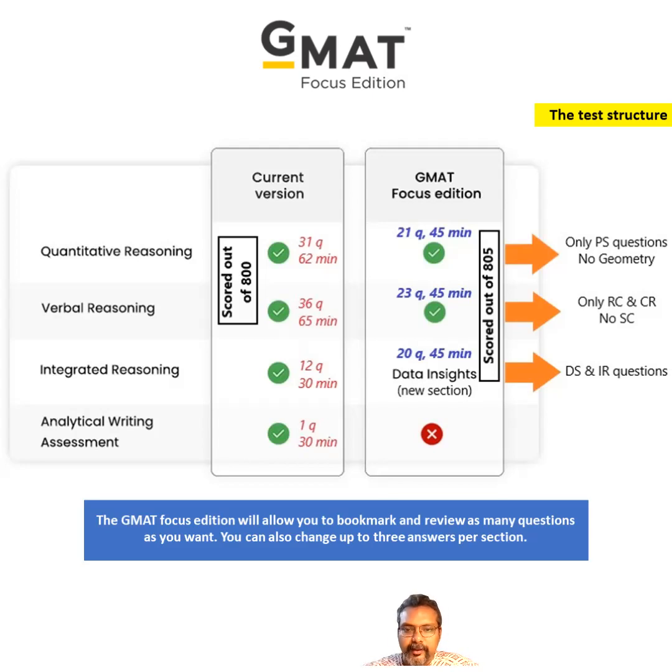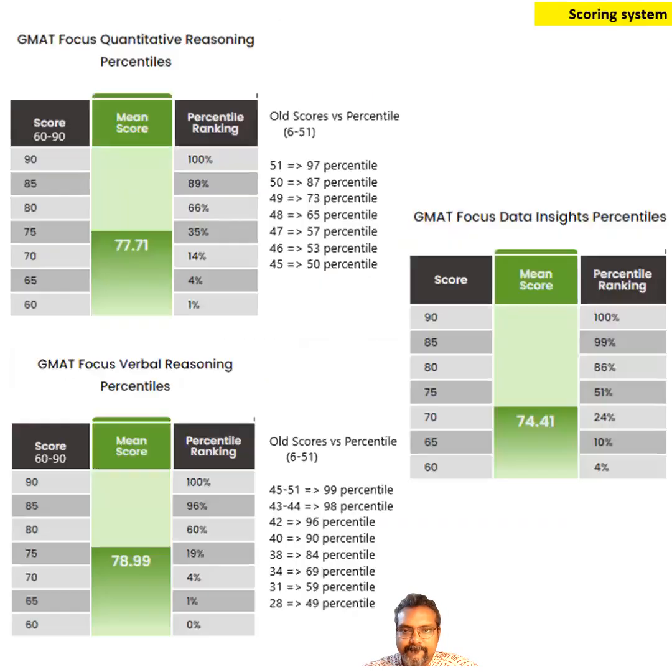Now, if I go to the scoring, for the Focus Edition Quant section, as you can see, in fact for all the 3 sections, the scores are in the 60 to 90 range. Earlier, it was from 6 to 51. That's been changed. It's now from 60 to 90. And in the Quant section, if you get a score of 90, you get a 100 percentile.